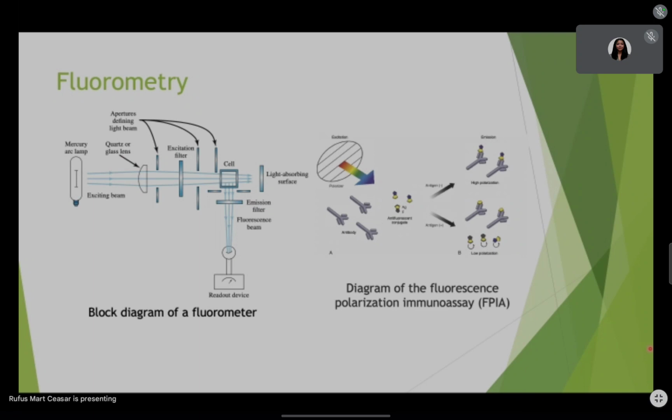Wherein, for example, the presence of an unknown quantity of a therapeutic drug. Kunwari, nagtetest tayo ng isang drug, mag-compete siya sa fluorescent labeled analyte, magbabind siya dun sa antibody, tapos mag-fluoresce siya. So, magiging fluorescent siya. Ma-discuss natin yan pag sa immunoassay na. So, since fluorescent na siya, ma-read na natin siya sa fluorescence.